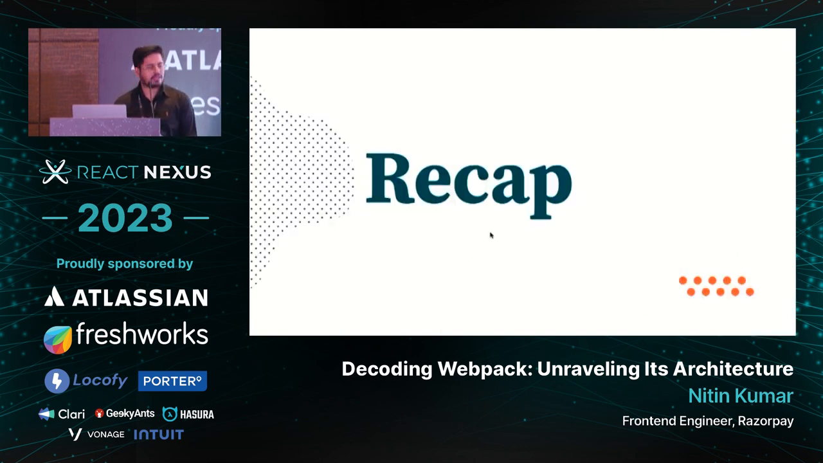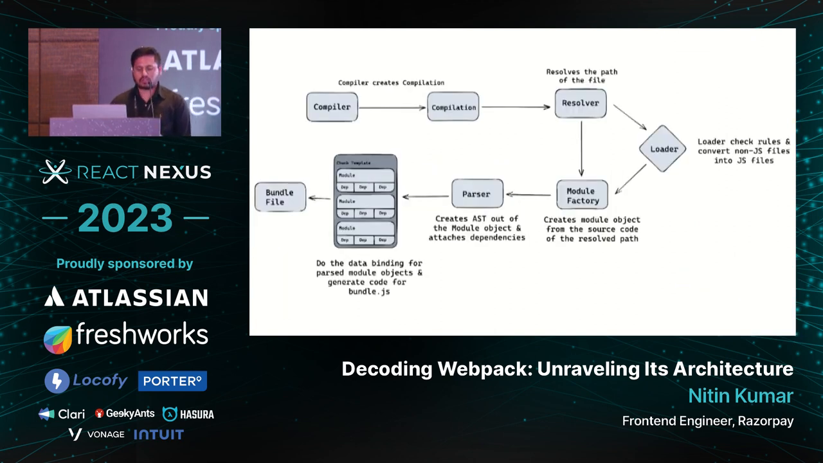So let's recap. The cycle starts with the compiler. Compiler creates a compilation object. The compilation then initiates the resolver whenever a request comes to it. Then the resolver resolves the path and checks if it's a non-JavaScript file, and checks if a loader is defined against it. Otherwise, it will throw an error. And once the request is successfully resolved, it will pass it to the module factories.